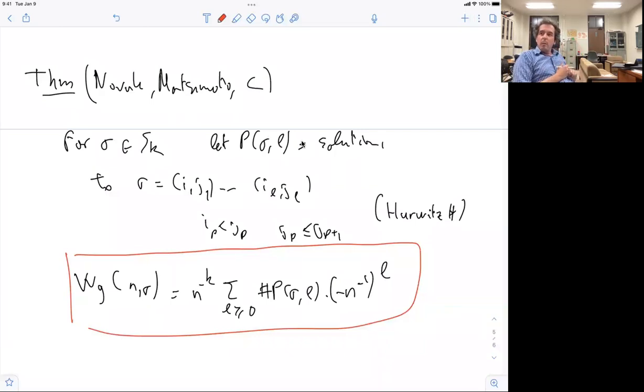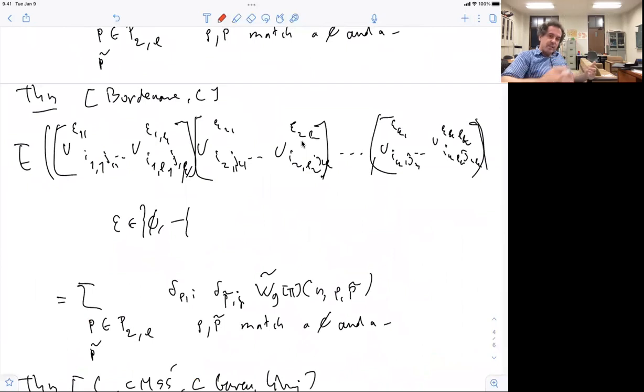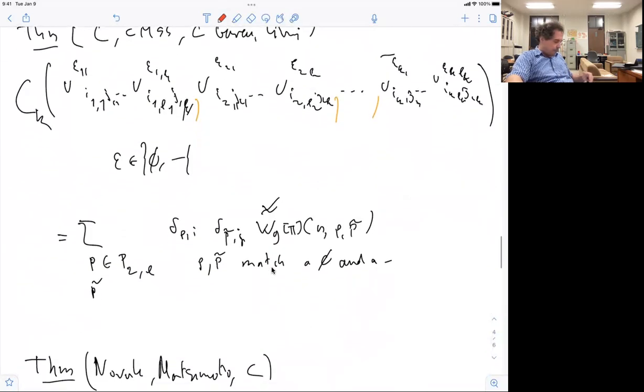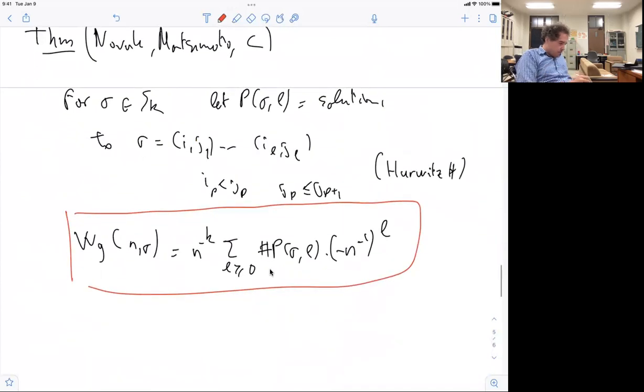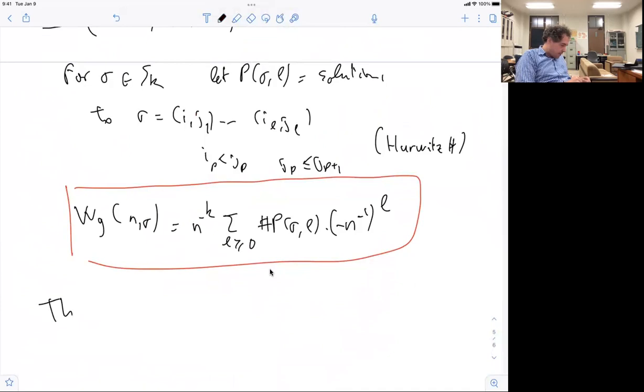And now what is nice is that, again, following my parallel between these three things, the same actually holds true. So now I'm able to describe Weingarten tilde and Weingarten double tilde that way. Let me do it. The next theorem is Bordenave Collins.